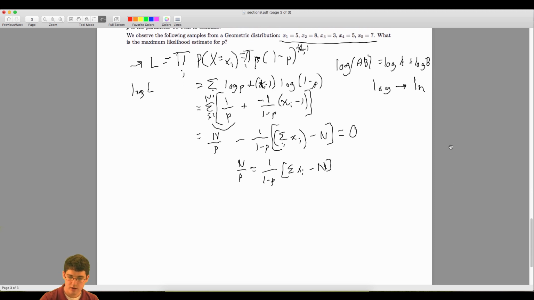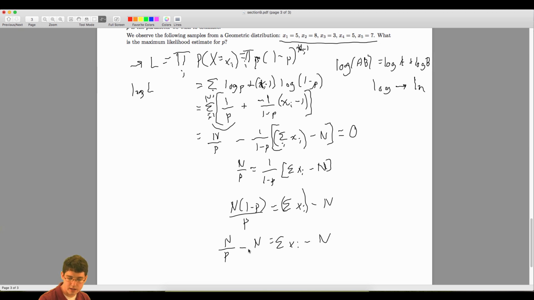All right, now we just need to solve for p. So let's move this over here. We have n times 1 minus p over p equals the sum over xi minus n. And remember, of course, this n is outside the sum. Now we have n over p, and we have minus p times n over p. Well, that's just going to be n, equals the sum of xi. We're just going to copy this over.